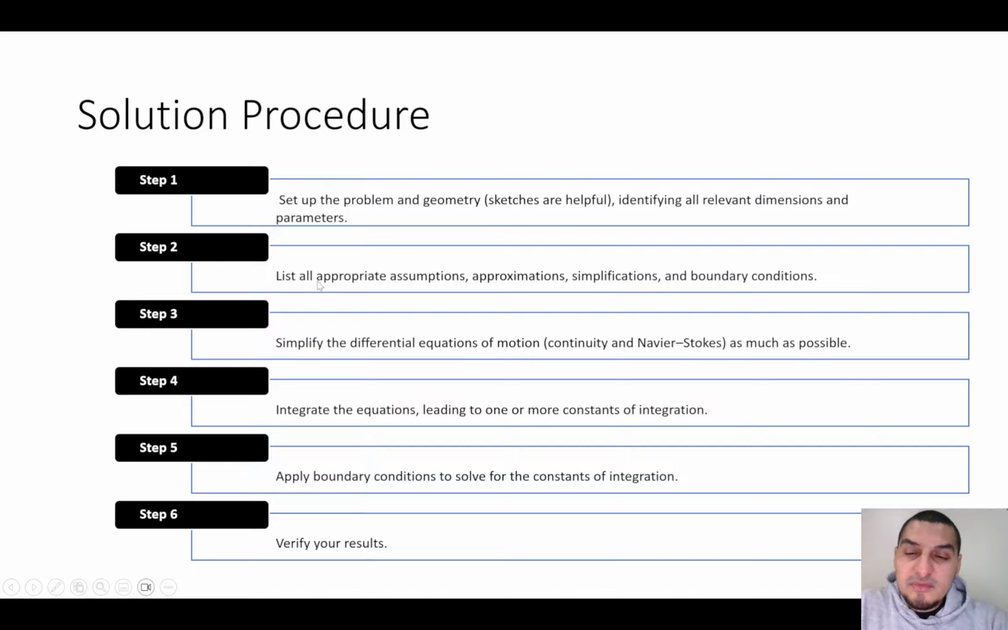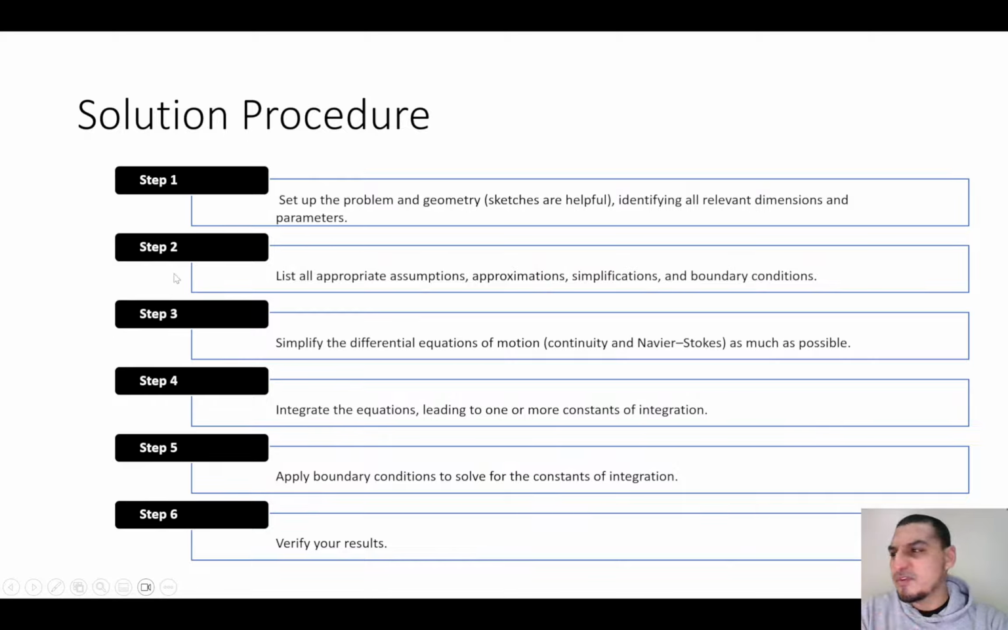The next step is a very, very important step, which is to list all appropriate assumptions, approximations, simplifications, and boundary conditions. And these are all based on our understanding of the system. And this is why we need to read the problem statement very, very well. There is a lot of information that will be provided, and based on each one of these pieces of information, we can put an assumption or a simplification, or know some boundary conditions. And this is why this step is very, very important. And all the next steps are extremely dependent on step number two.